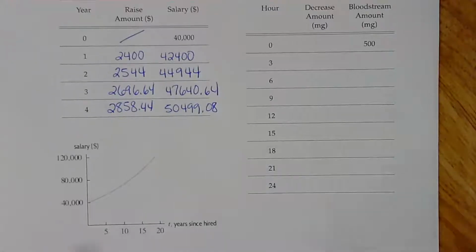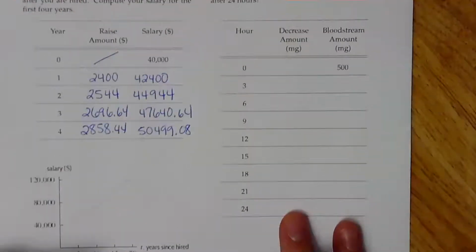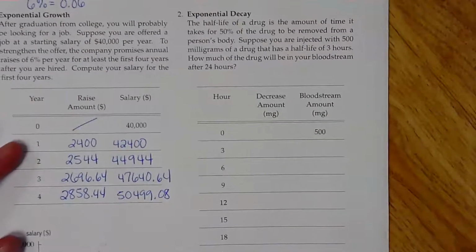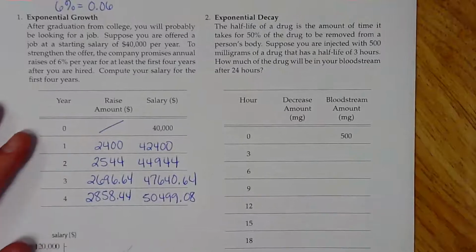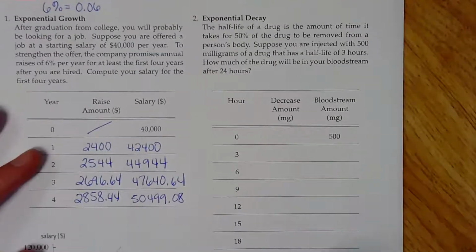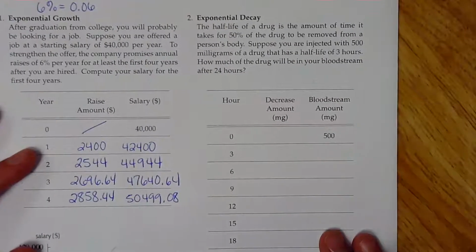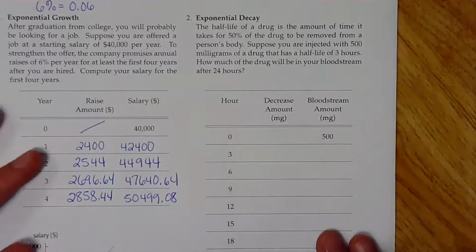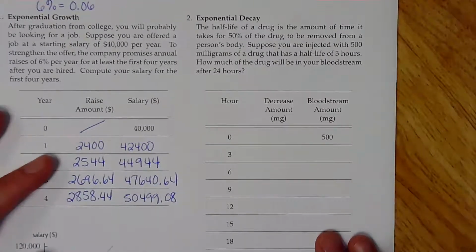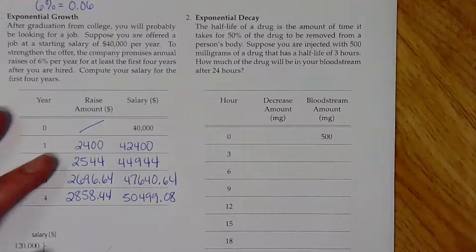Okay. All right, and then let's look at an example of exponential decay. So the half-life of a drug is the amount of time it takes for 50% of that drug to be removed from your body. So suppose you're injected with 500 milligrams of a drug that has a half-life of 3 hours. So every 3 hours, it's going to decrease by half. How much of the drug will be in your bloodstream after 24 hours?